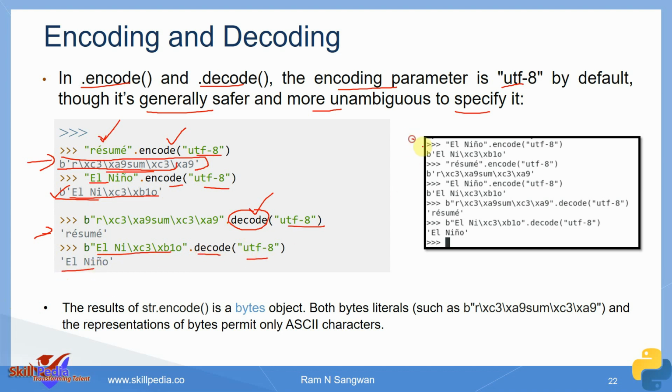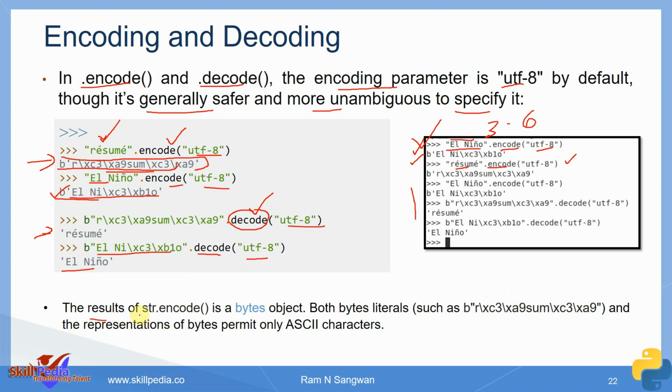This is what I verified in 3.6, and it is working fine. So encoding, decoding, whatever text you have. For example, this is the text I have. I try to encode it in UTF-8 and I got the right answer. Resume, I try to encode it in UTF-8 and I got the right answer. I try to decode them and I got the equivalent string.